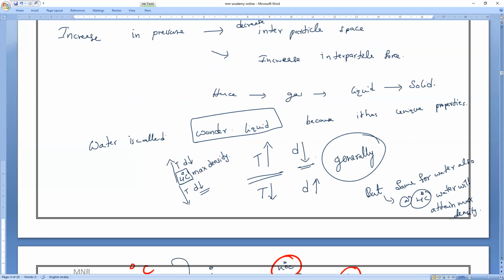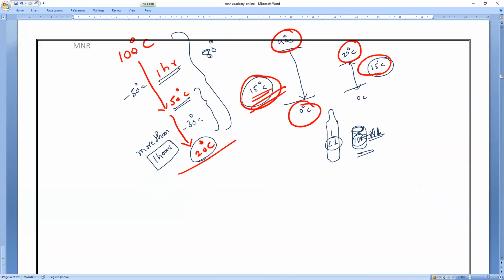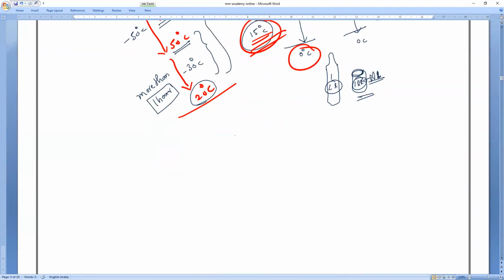Water is also the same as others, but water will attain its maximum density at what temperature? Everybody, water will attain maximum density at 4 degrees Celsius. Below it, density decreases. Above 4 degrees also, does density decrease or increase? Decreases only. Clear? That is why it is called a wonder liquid.